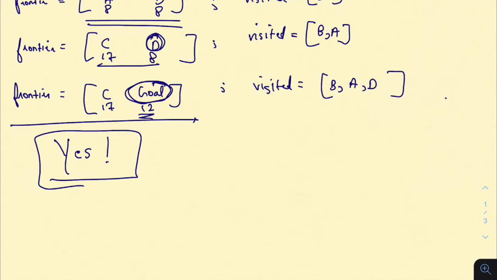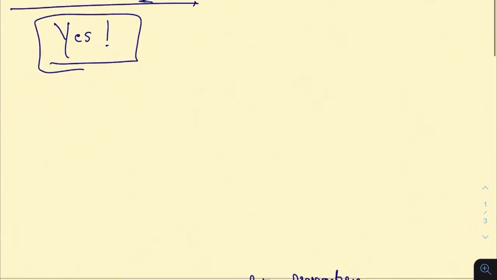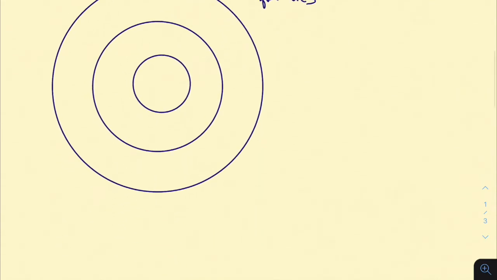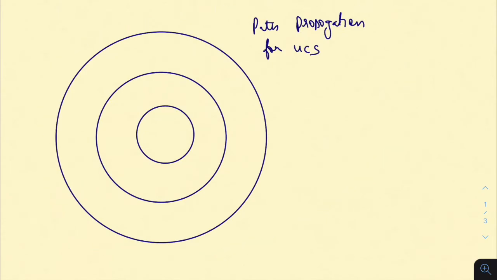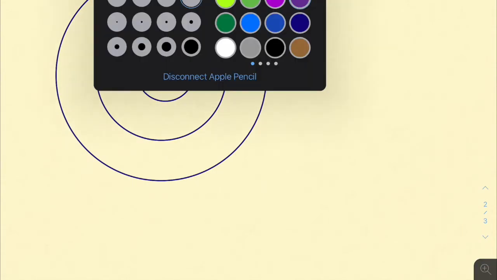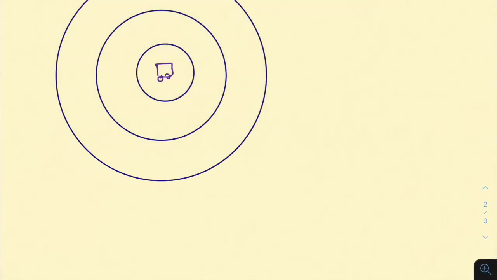So I hope you are able to understand UCS clearly, and I would also like to explain the path propagation for UCS to give you a more intuitive feel for it. So let's suppose you had a robot here and your goal was to here, right? Let G be represented as a goal.